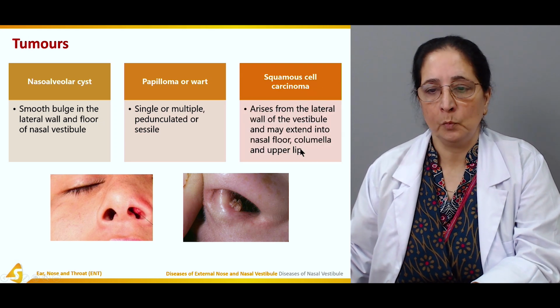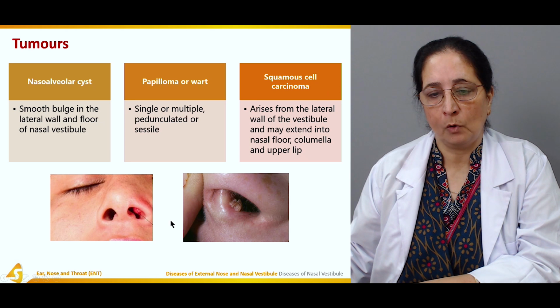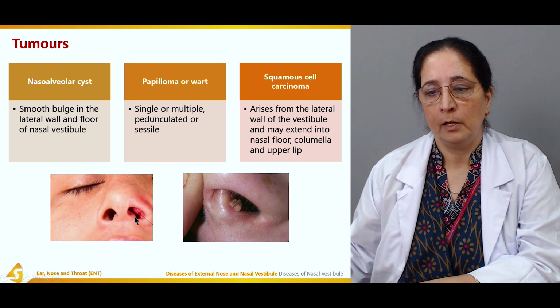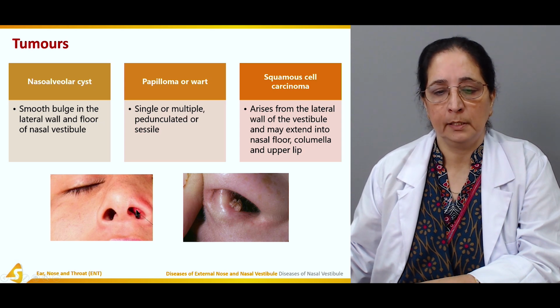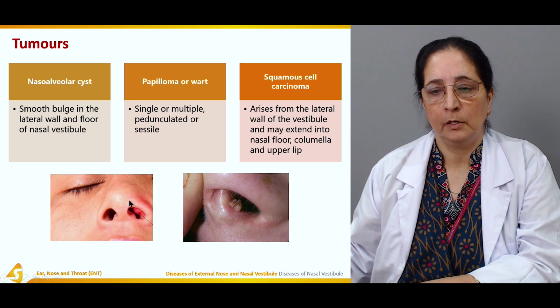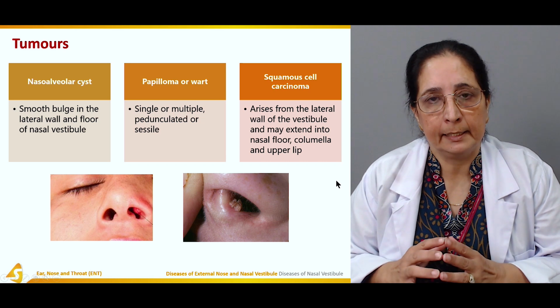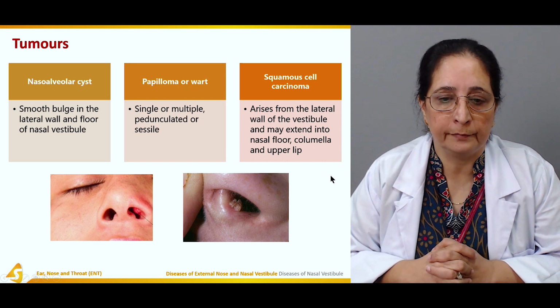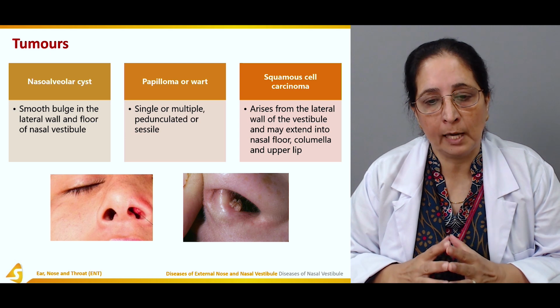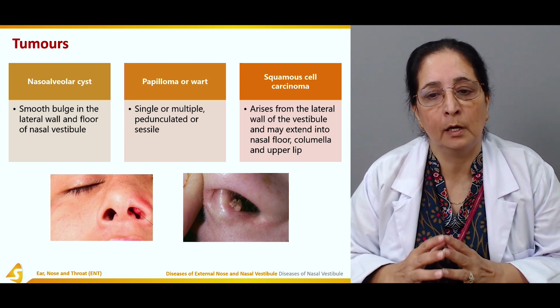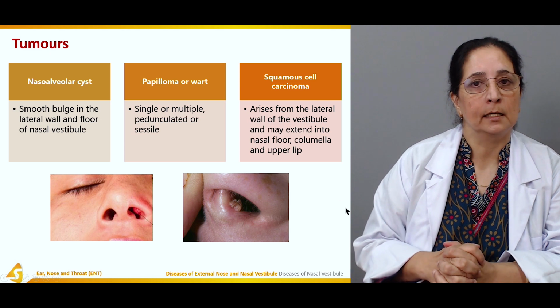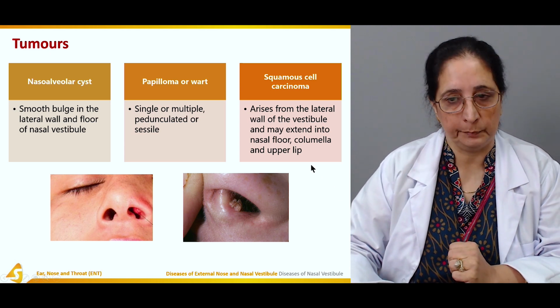Squamous cell carcinoma arises from the lateral wall of the vestibule and extends into the nasal floor, columella and upper lip. So all this can occur in the lateral wall, but then it can spread to the tip, nasal floor, columella and the lips. So all these are the different tumors that can affect the vestibule of the nose. We have nasoalveolar cyst, then papilloma or wart, and squamous cell carcinoma of the nasal vestibule.